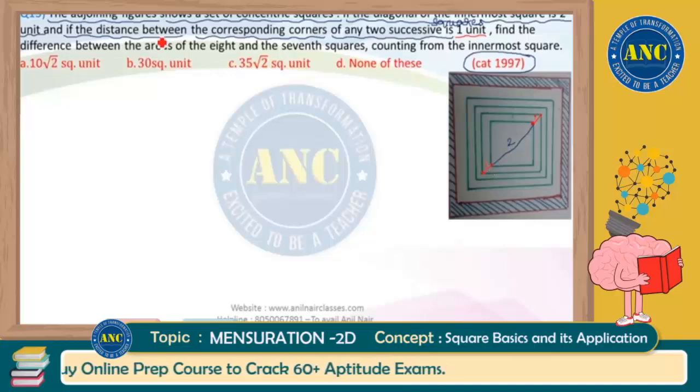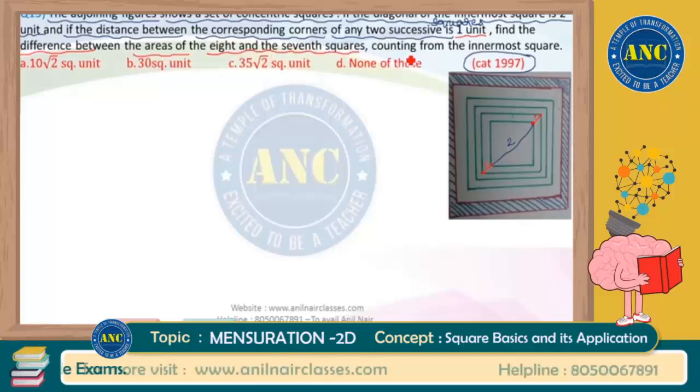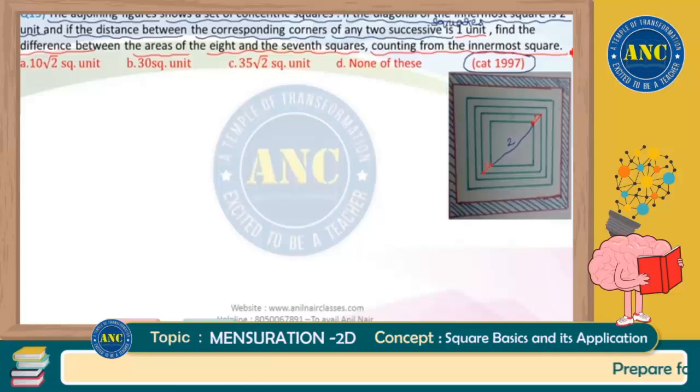Your question is, find the difference between the areas of the 8th and 7th squares counting from the innermost square. That means starting or counting from the innermost square, I need to find the difference between the areas of the 8th square and the 7th square. Now think a little logically, sir, you will get the answer very easily.